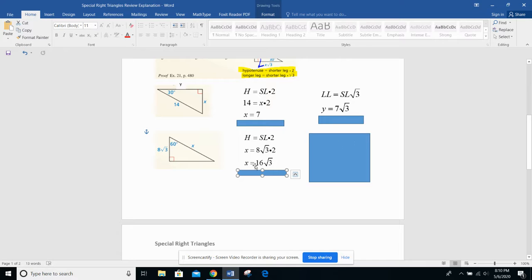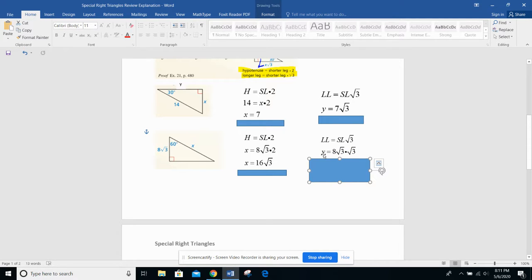On the last example, let's find the long leg. So I know that the long leg equals short leg times square root of 3. That's my formula right here. Sub in what I know. I know the longer leg is what I'm trying to find. I know the short leg is 8 square root of 3. So I'm going to substitute that in.